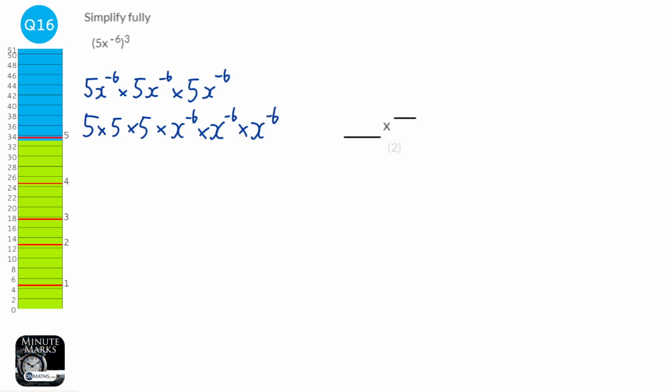Five times 5 times 5 is 125. Now when you times powers with the same base, which we have here because they're all x to the power of minus 6, you add the powers together. So minus 6 plus minus 6 plus minus 6, which is going to be minus 18. Something else we could have done is 5 to the power of 3 here, 125, and then done minus 6 times the 3, which would have given us minus 18.